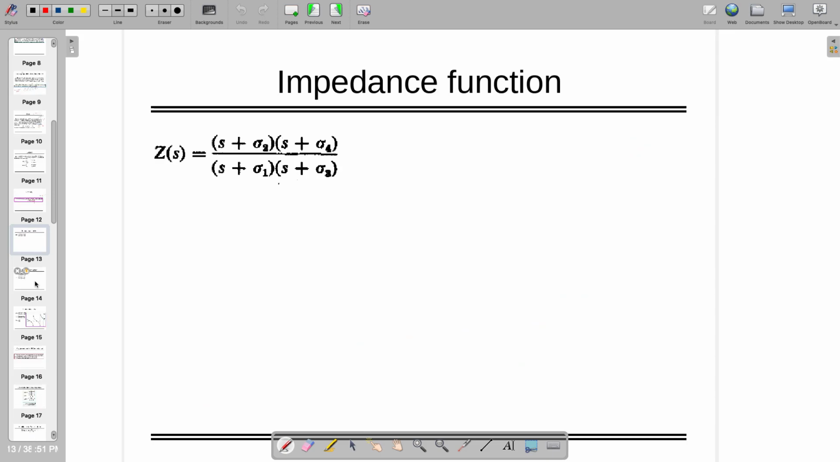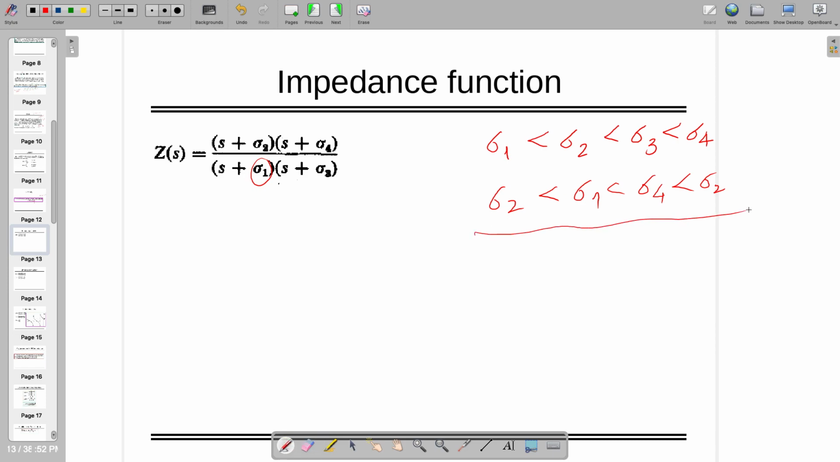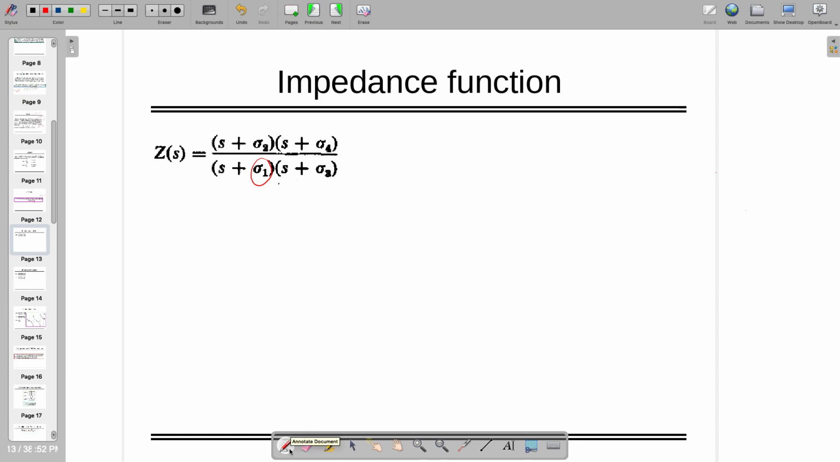Right? So here you can see that sigma 1 has to be less than sigma 2, less than sigma 3, and less than sigma 4, or maybe the reverse. Something like you can exchange omega 2 and omega 1. Still it's alternate, right? The positions are alternate. So we have to remember that these poles and zeros locations have to be alternate. If they are not alternate, this will not work.